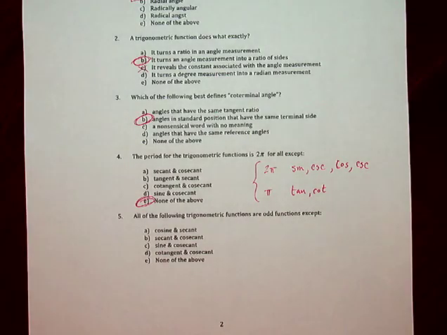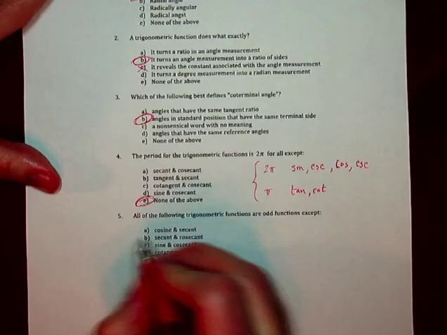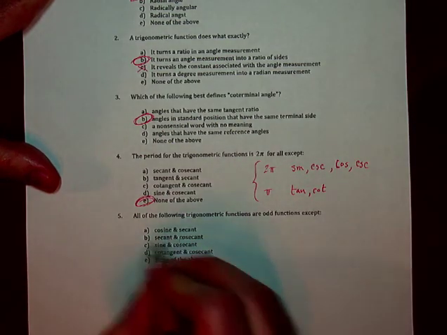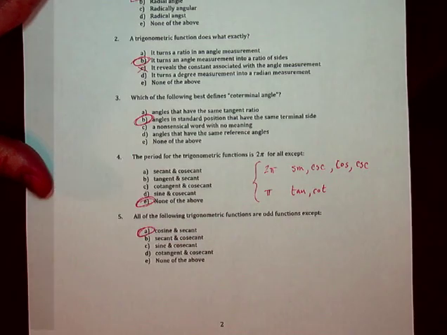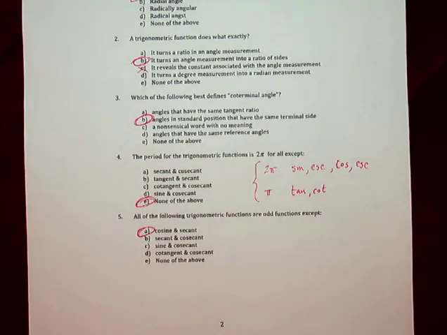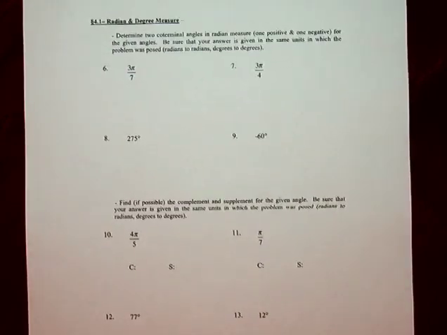It says all of the following trigonometric functions are odd except, okay, and we talked about this, it's actually cosine and its reciprocal secant. All right. Now, that gets us past the cute little multiple choice questions. Let's go ahead and look at some of the procedural questions.